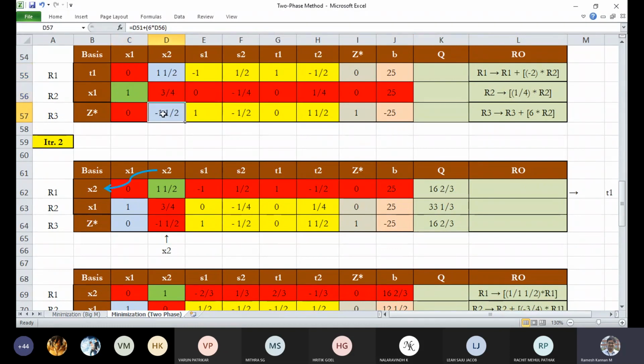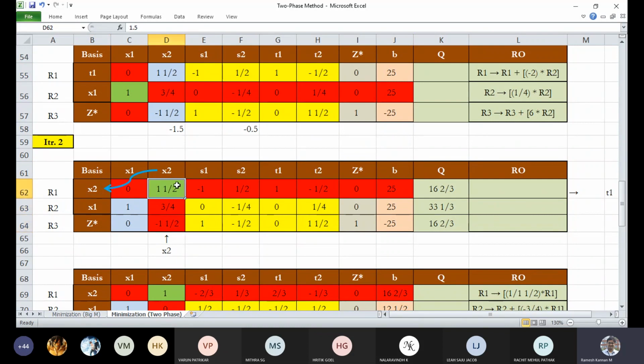The next step is to find which has the maximum negative. In this case it is minus 1.5, since minus 1 into 1/2 is minus 1.5, and the other is just minus 0.5, since minus 1/2 is minus 0.5. Among these, the maximum negative is this one, so we select this column. That becomes our key column and the entering variable, and I'll show how T1 becomes the leaving variable. So we divide B by the key column elements.